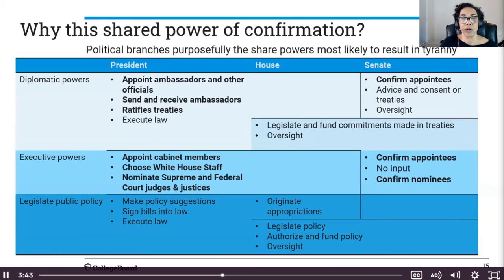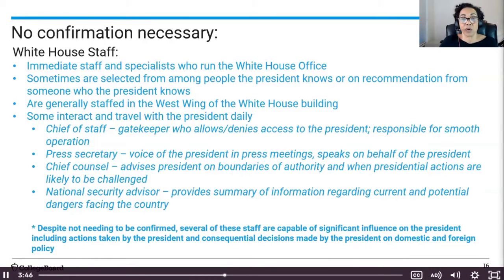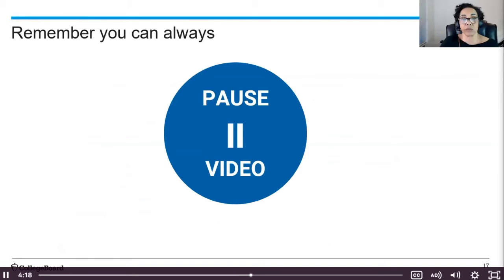These are people that have a loyalty to the president, maybe known personally or by way of someone that the president knows. They work in the West Wing of the White House primarily. They serve the function of making the White House run, helping the president do the job that he's been elected to do. Despite not having to be confirmed, these people can be very influential and advise the president to do things, not do things, and those can have some pretty big impact on domestic and foreign policy. Remember that you can always pause the video.